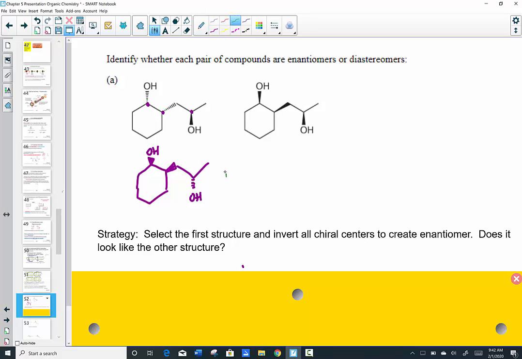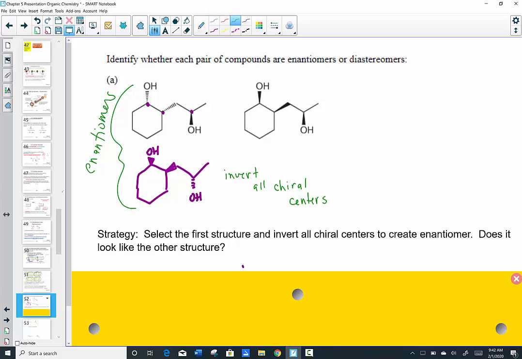So just to repeat, my strategy is I invert all chiral centers to get its mirror image. So these two are known as enantiomers. I took all of the dashes, converted to wedge, and I took the wedges and converted to dashes. Now we just compare to this structure.